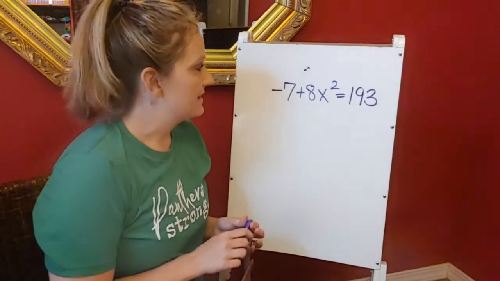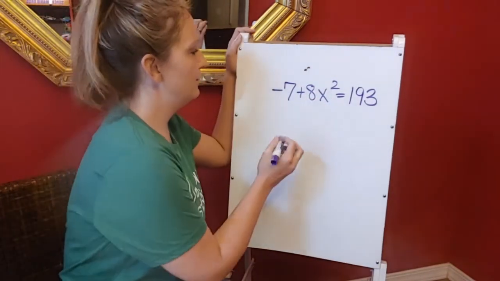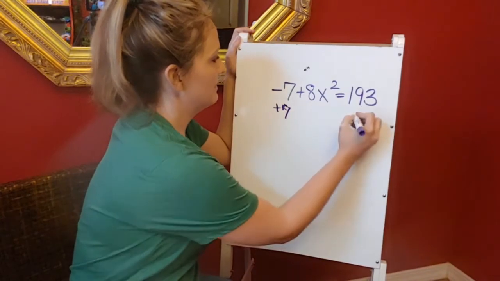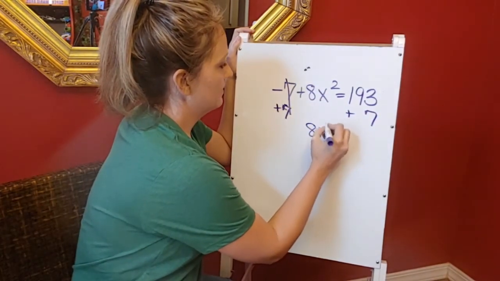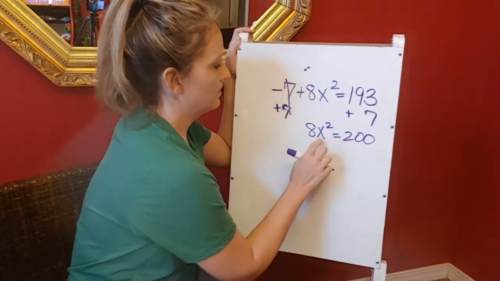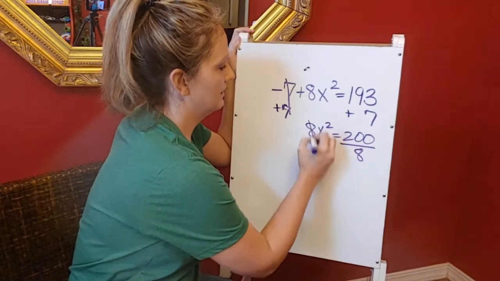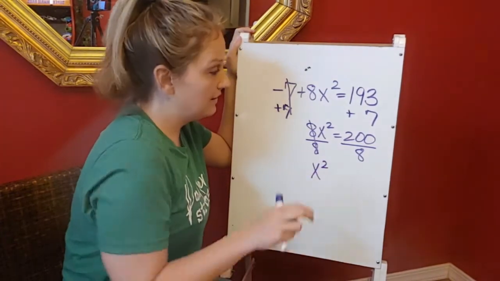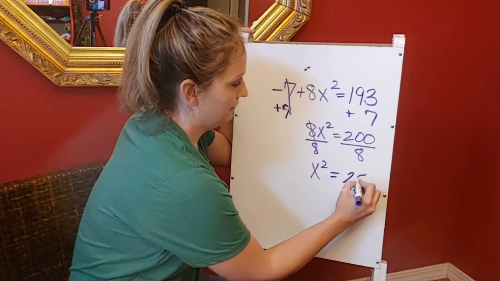All right, let's look at this example. We're going to do the exact same thing. We're going to get x by itself. So in this equation, I want to start by adding 7 to both sides. So 8x squared equals 200. Okay, still working on getting that x by itself, so I'm going to divide both sides by 8. And type that in your calculator, 200 divided by 8, and that's 25.